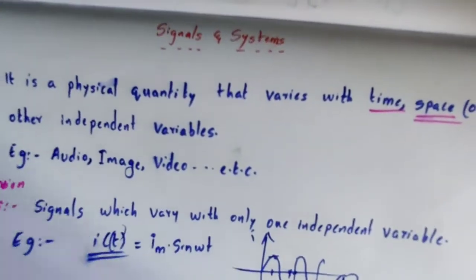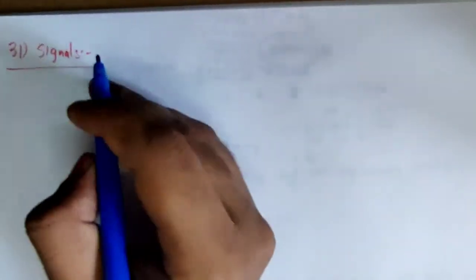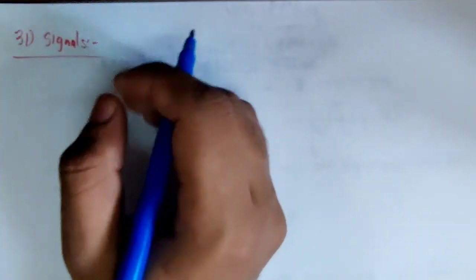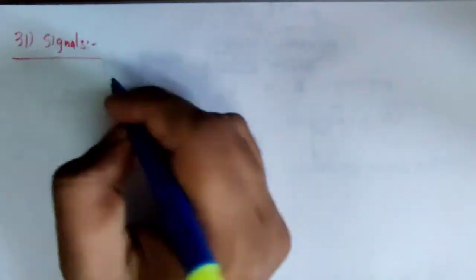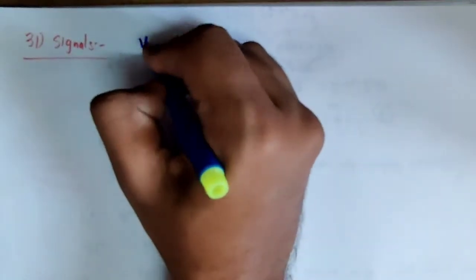Now, one second. Let us talk about 3D signals. We also have 3D signals. I am giving these many examples so you understand the definition in a better way. What is a 3D signal? You have to write the definition on your own. Signals which vary with three independent variables are known as three-dimensional signals. The best example for three-dimensional signals is video.